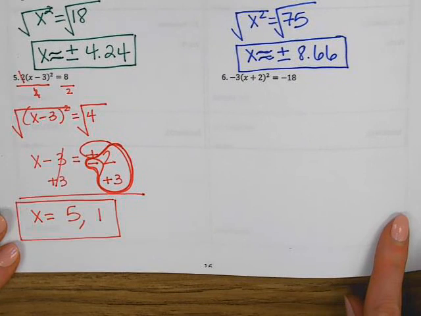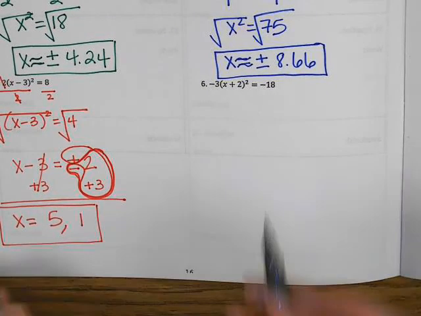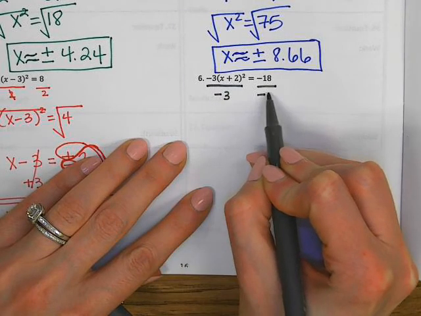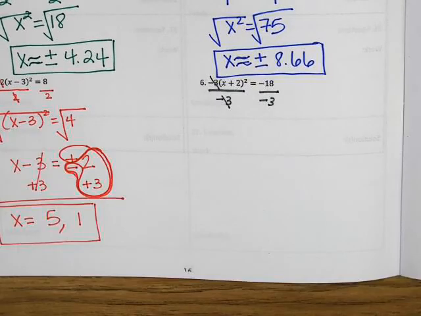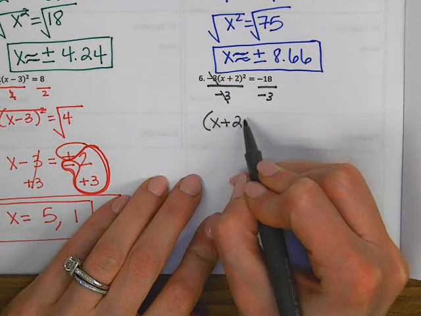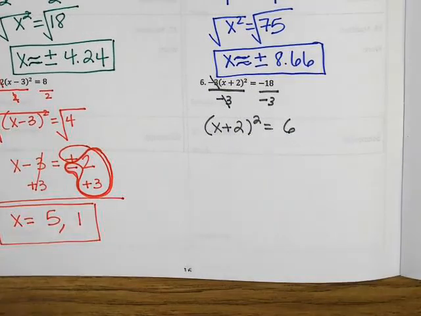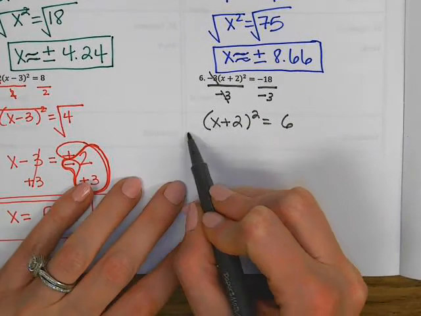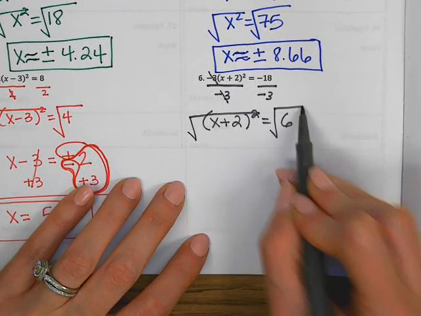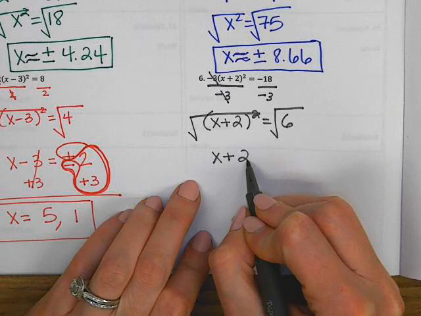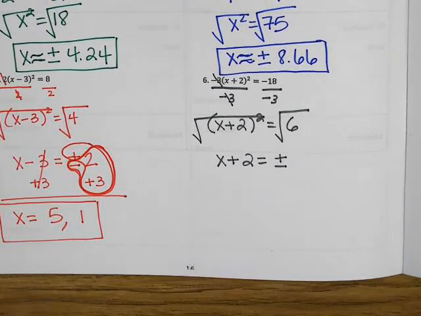And last problem, number 6. Same idea. You cannot distribute. So to undo that negative 3, we have to divide. Just get it out of there so we can be isolated. So this one isolated is x plus 2 squared equals 6. Okay, so when you have something squared equals a number, we square root both sides. And we're left with x plus 2 equals, don't forget plus or minus.